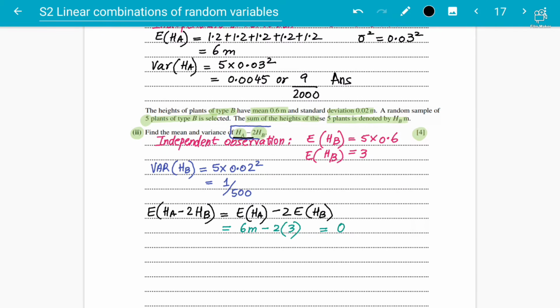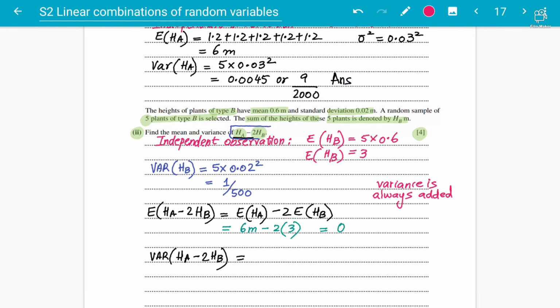Moving forward, now we find out the variance, as the question says, the variance of HA minus 2HB. In this regard, we need to understand that variance never subtracts. So the first thing is variance is always added. You can make this an important point here as well, that variance is always added. The reason is because we do the square, right? We do the square, and there is more explanation in the previous video as well. So variance is always added.